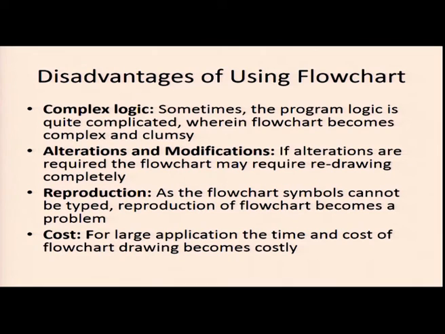Next is reproduction. As the flowchart symbols cannot be typed, reproduction of a flowchart becomes a problem, because for all flowchart symbols we only do drawings. Each and every shape you call a symbol. A symbol is also called a shape. Since it is a symbol, it cannot be typed, it cannot be reproduced, and that is the reason reproduction in a flowchart becomes a problem, becomes an issue.